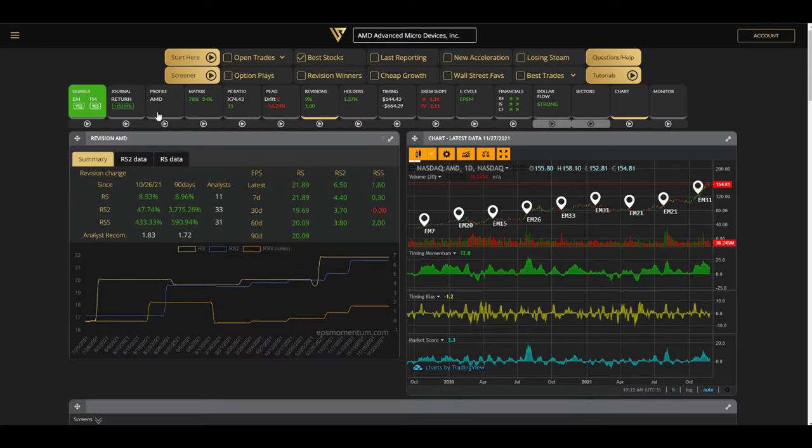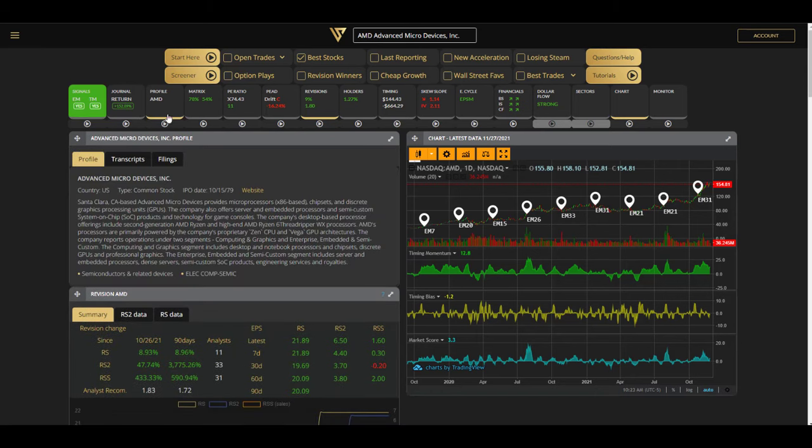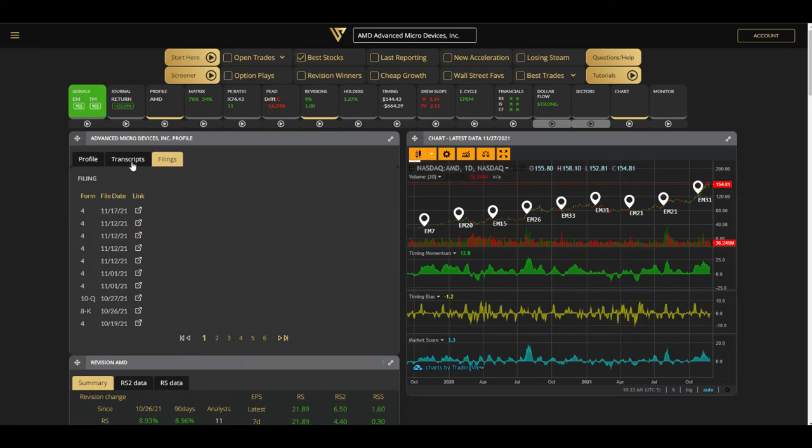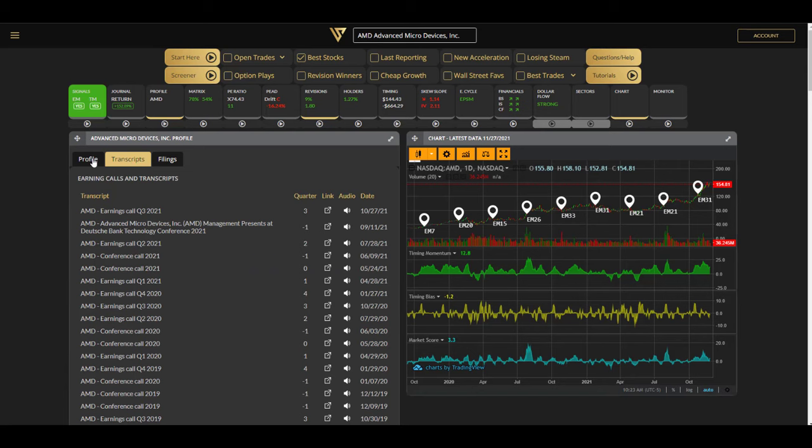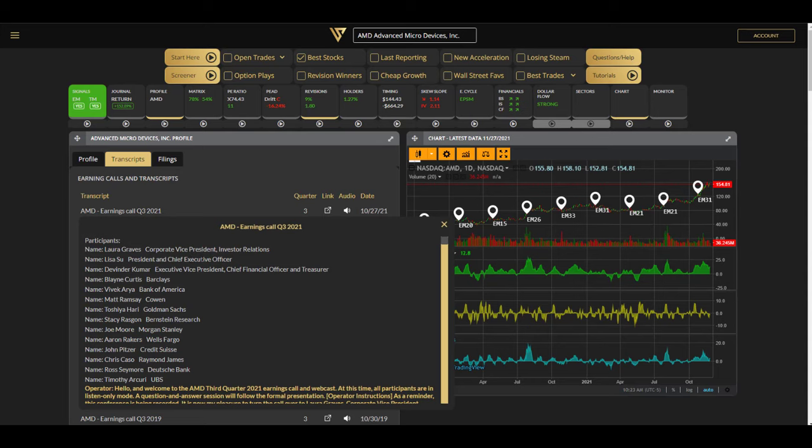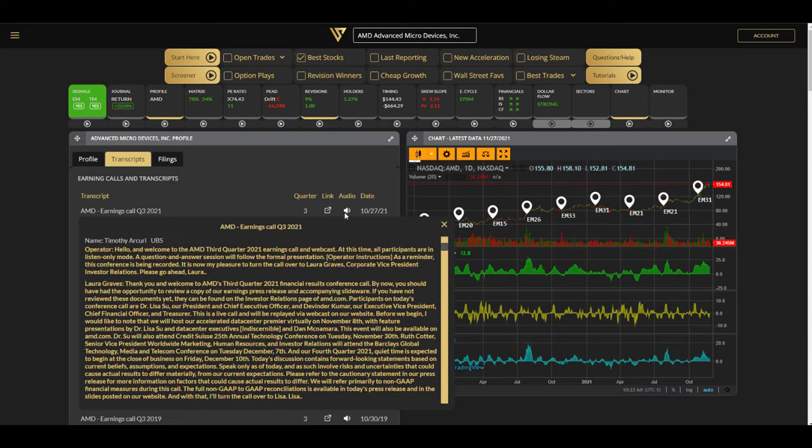Once we've seen those two widgets, we can look at the profile of the actual stock. What is the company doing? We can look at the filings. We can look at the various transcripts or the conferences. We can read the transcript, completely full transcript and audio as well, so that is very useful.